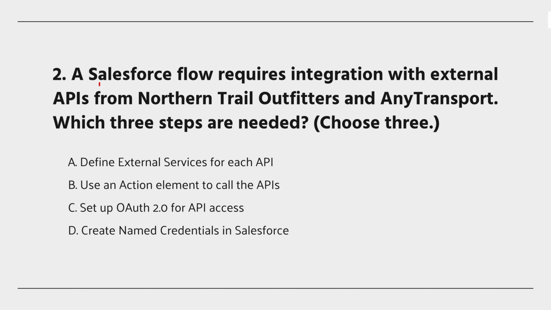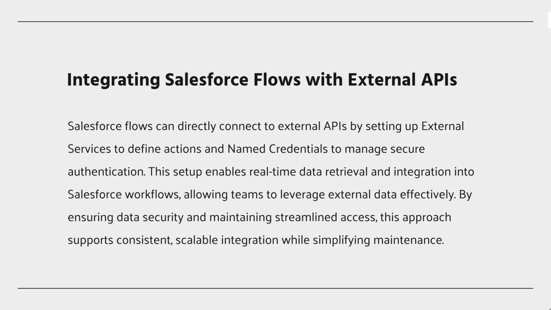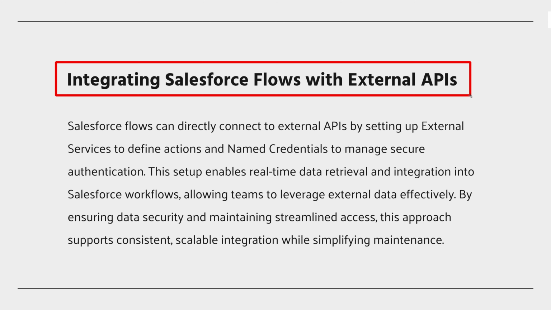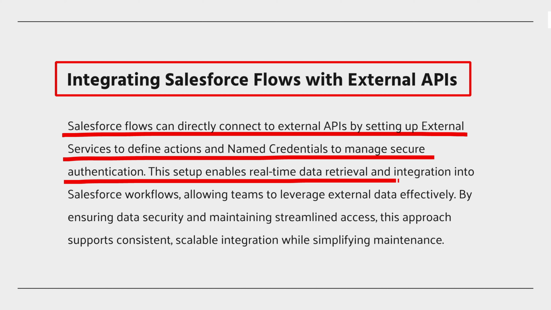Question 2. A Salesforce flow requires integration with external APIs from Northern Trail Outfitters and AnyTransport. Which 3 steps are needed? The knowledge points of this question are: integrating Salesforce flows with external APIs. Salesforce flows can connect to external APIs by setting up external services for API actions and using named credentials for secure access. This makes it easy to bring in external data in real time while keeping things secure and easy to manage.